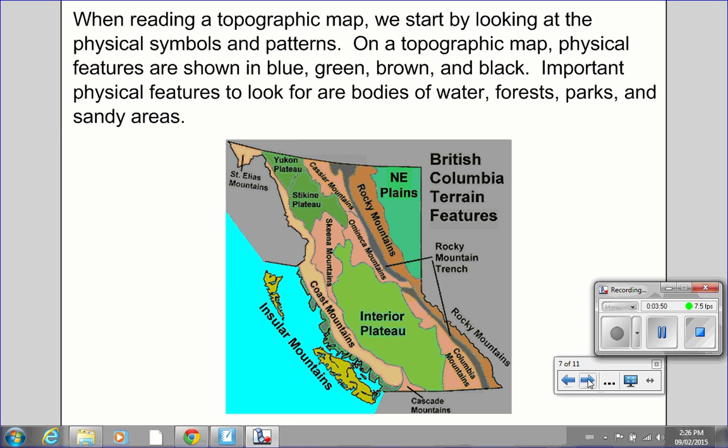Okay, when reading a topographic map, we start by looking at the physical symbols and patterns. On a topographic map, physical features are shown in blue, green, brown, and black. Important physical features to look for are bodies of water, forests, parks, and sandy areas.